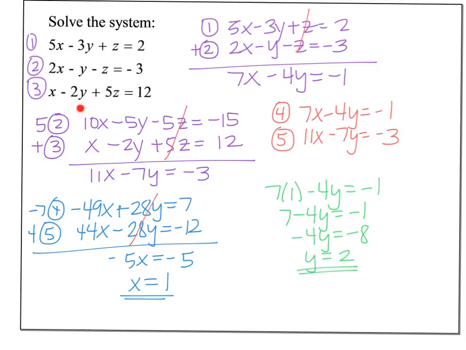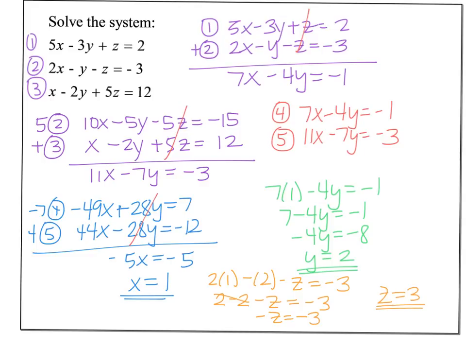Now I go back up here to my original and pick one of those. It doesn't matter which one you choose. I'm going to choose the second one. So I now plug in 2 times 1 minus 2 minus z equals negative 3. Well, that's 2 minus 2 minus z equals negative 3. Well, 2 minus 2, those go away. So I'm left with negative z equals negative 3, or that z is equal to 3.